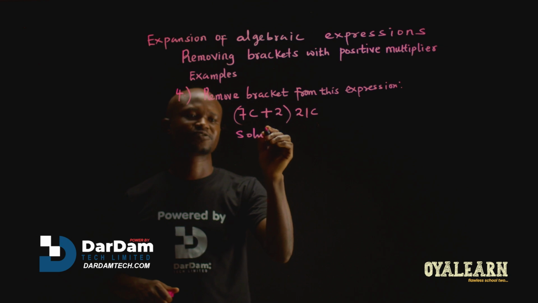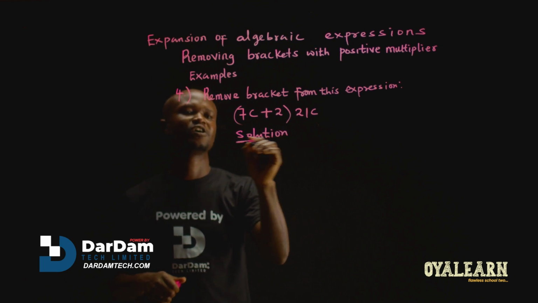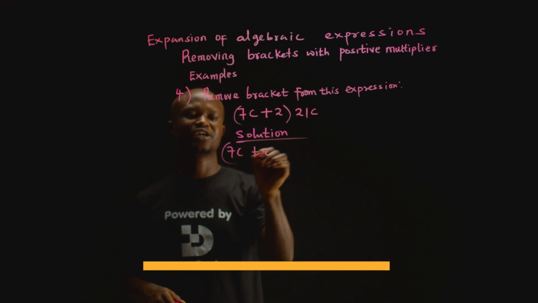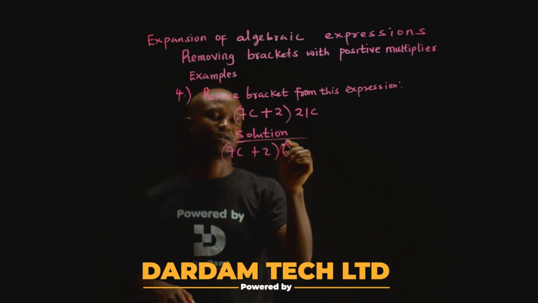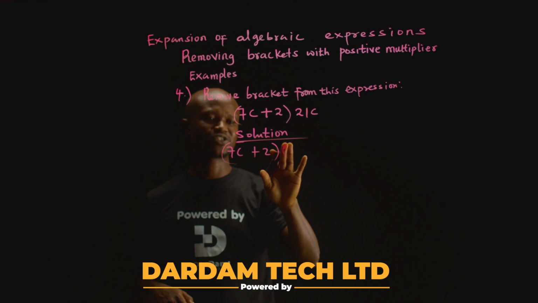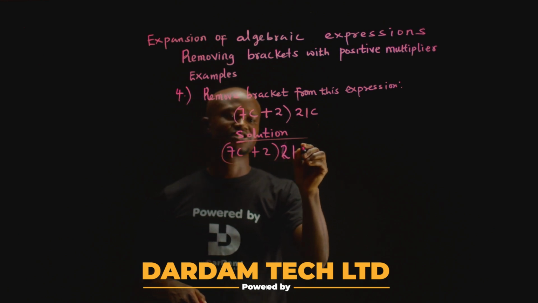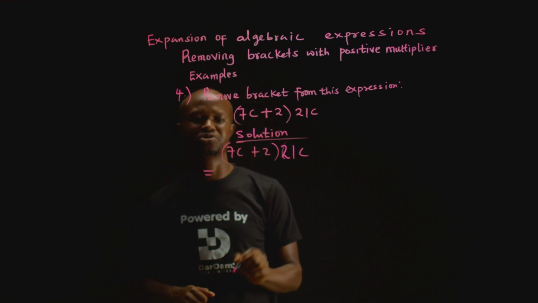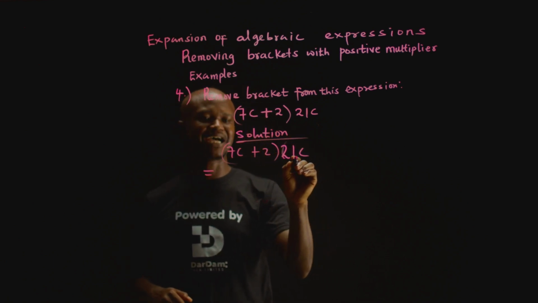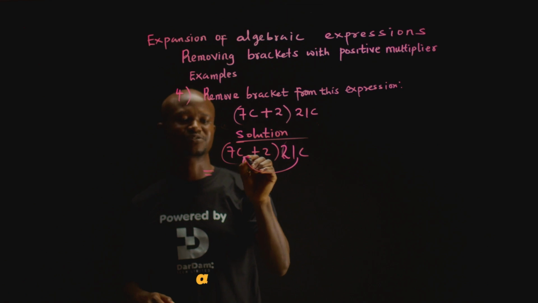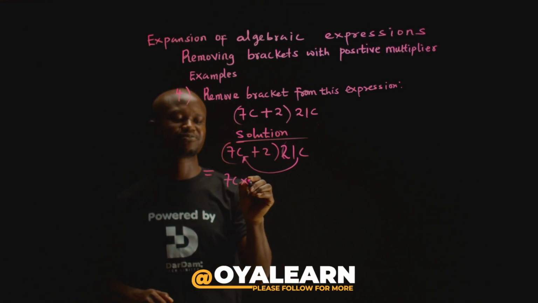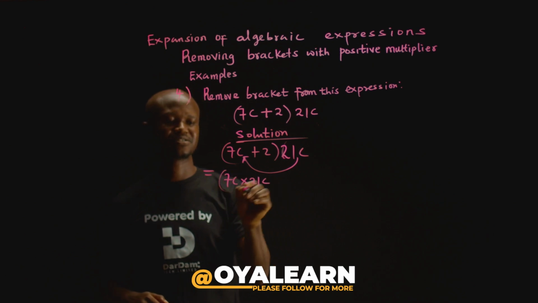Solution. We have 7c plus 2 into bracket, we have 21c. Now, from here, what are we going to do? We are going to use the multiplier to multiply the first expression. You can see, so we have 7c times 21c.